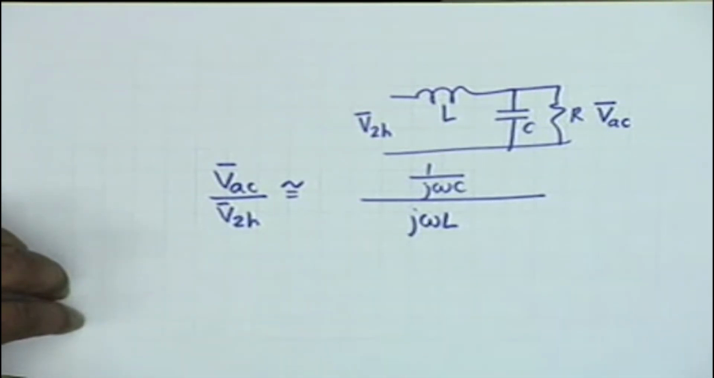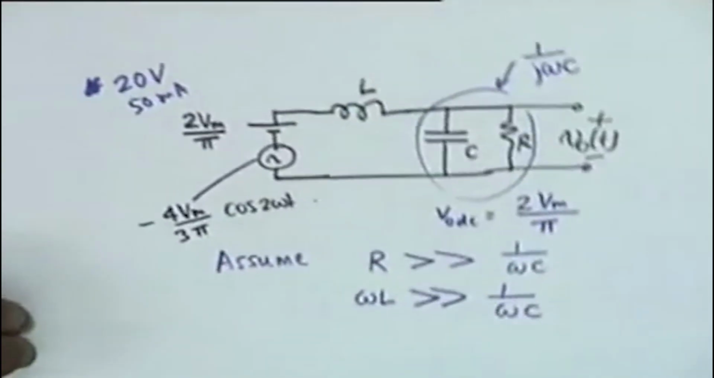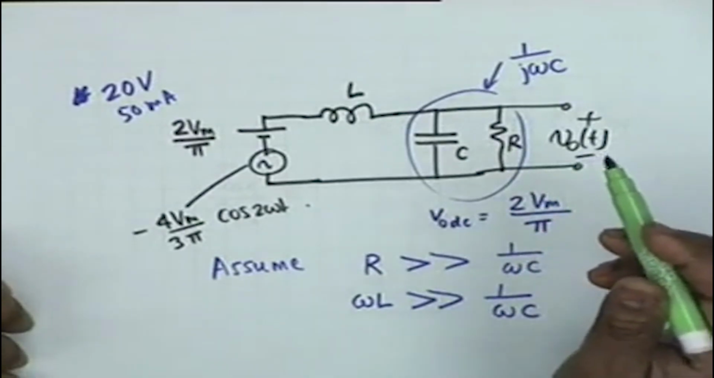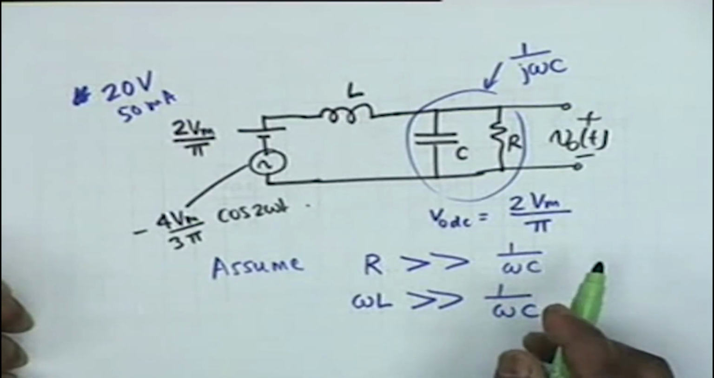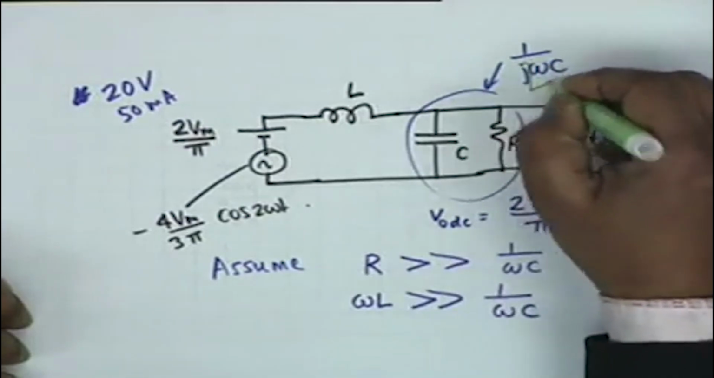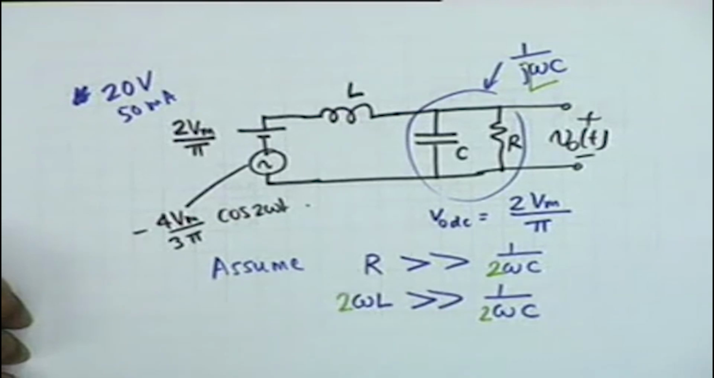So this must be the story, where obviously we had made a mistake. Can you tell me what the mistake is? What is the mistake? No, that's not it. We made the mistake right here. No, R is much greater than 1 by omega C. That is not the mistake. The mistake is the frequency is not omega. Frequency is 2 omega, and therefore everywhere we must substitute 2.